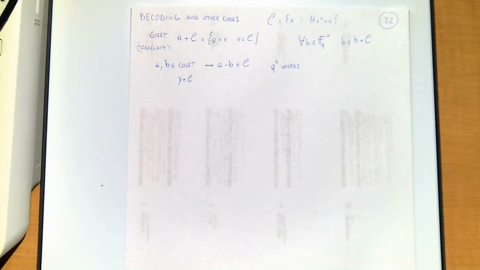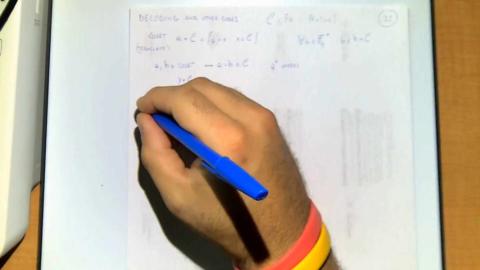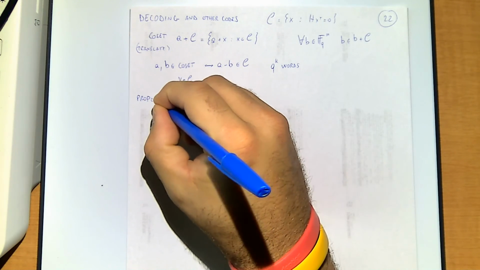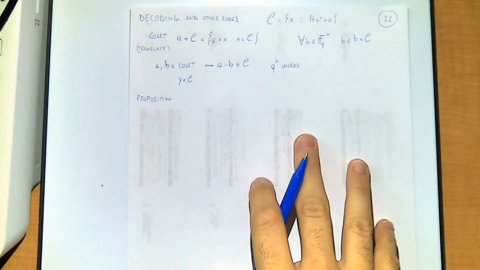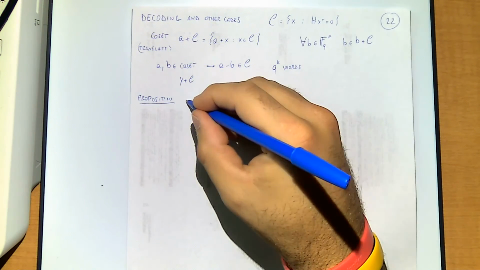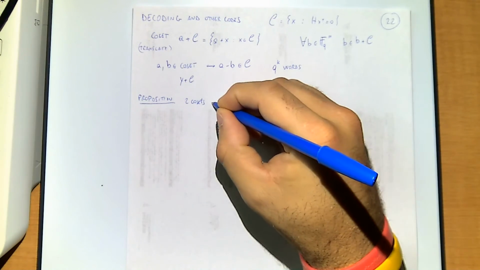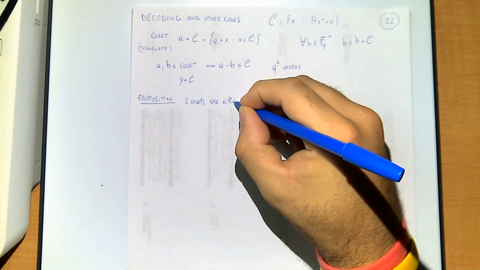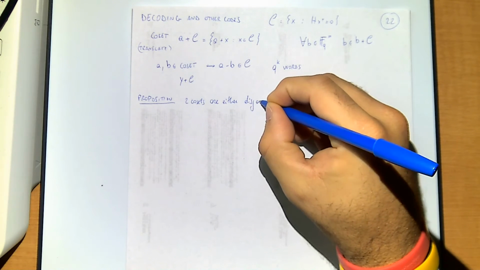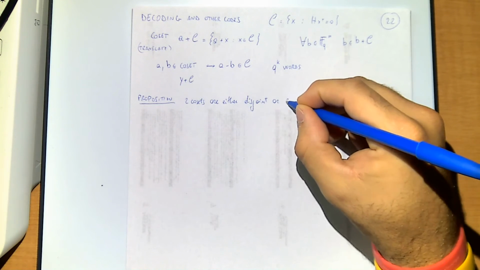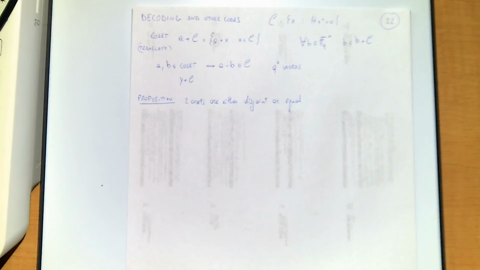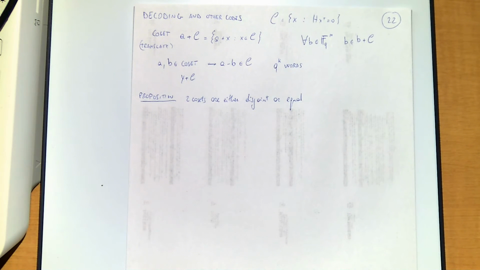So now that we have these cosets, and I say every word belongs in a coset, right? But can it belong in more than one coset? And the answer is no. So we have this result that says that if I take two cosets, they are either disjoint or equal. Right, so they're either disjoint or they coincide. Okay, so we cannot have a partial overlap, and the reason is very simple.